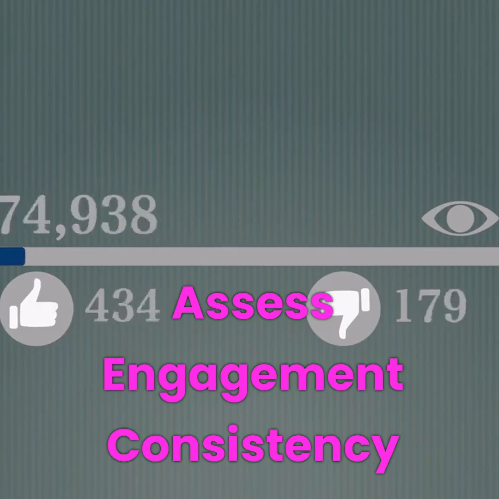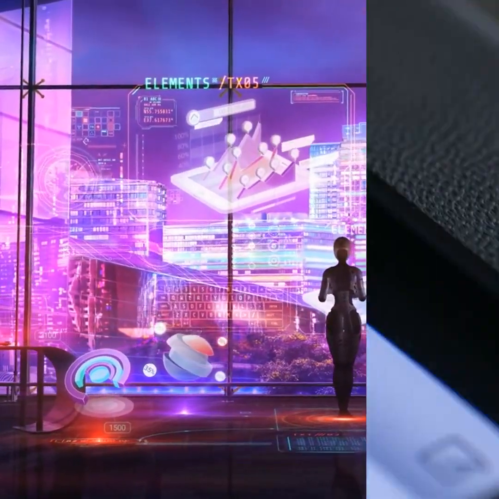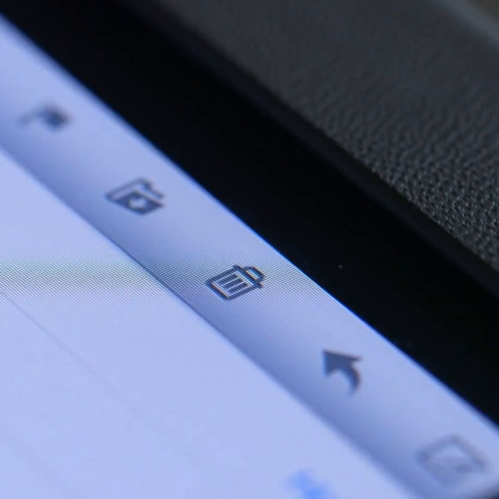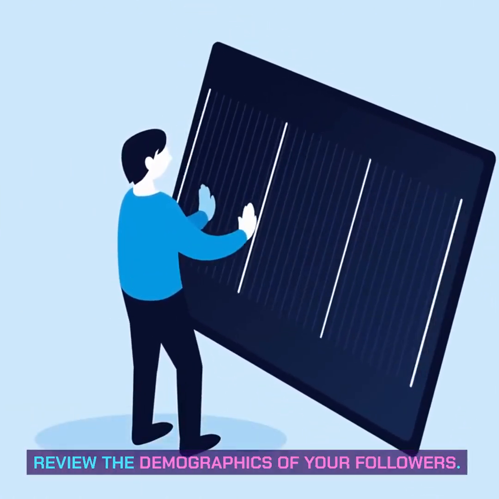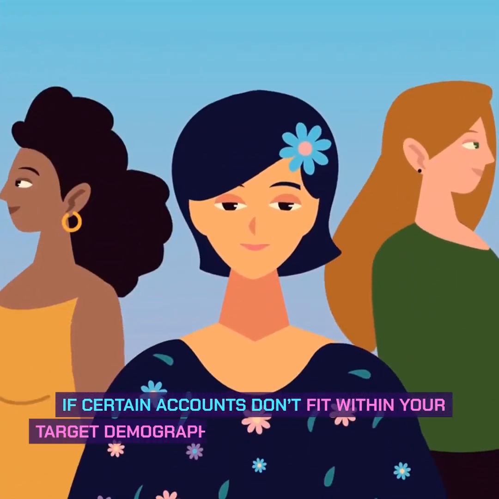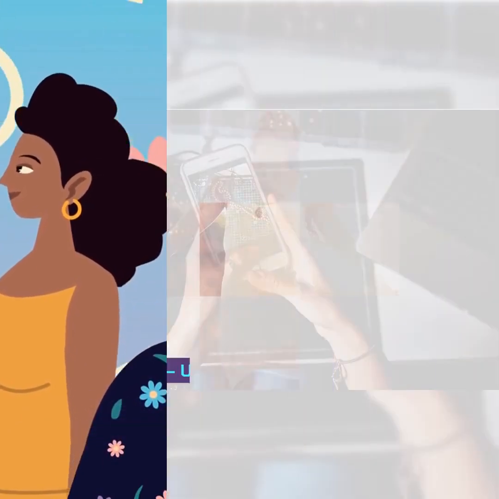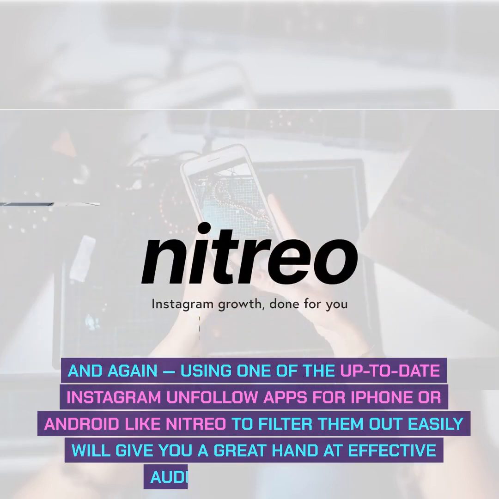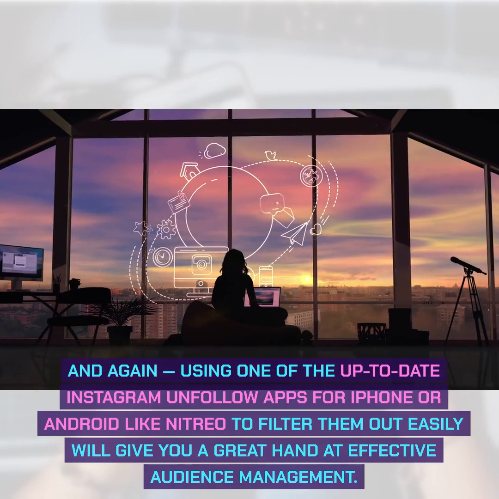Assess engagement consistency. Evaluate the consistency of engagement from your followers. Remove accounts that inconsistently engage with your content over a long period. Consider audience demographics. Review the demographics of your followers. If certain accounts don't fit within your target demographics, it might be beneficial to unfollow them. And again, using one of the up-to-date Instagram unfollow apps for iPhone or Android like Nitrio to filter them out easily will give you a great hand at effective audience management.